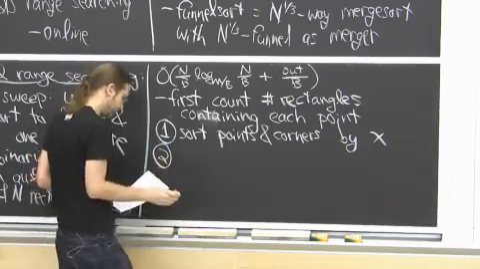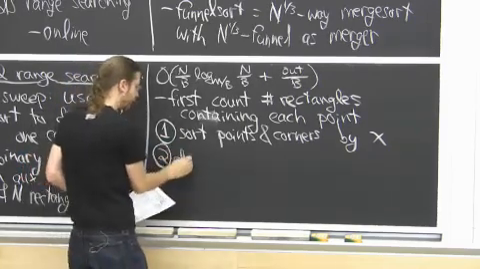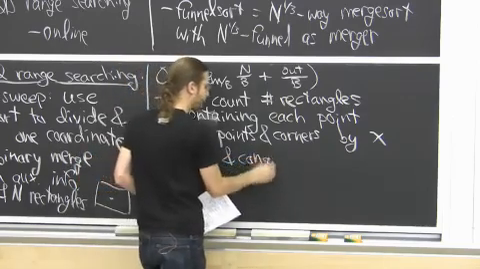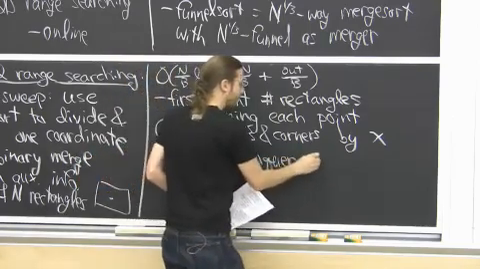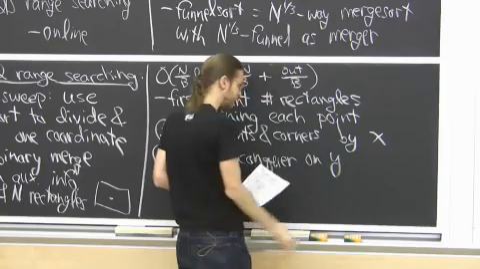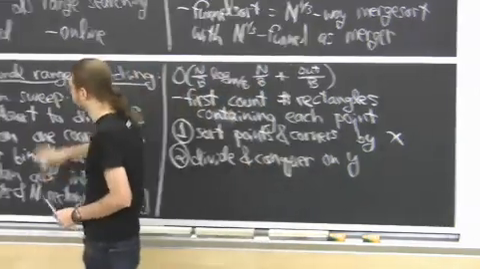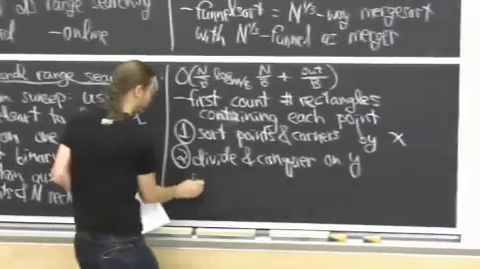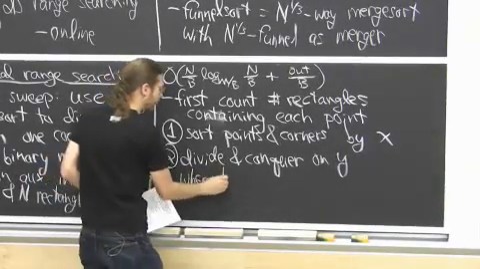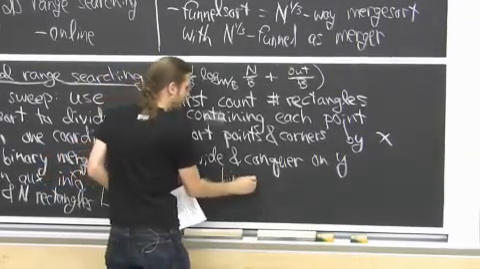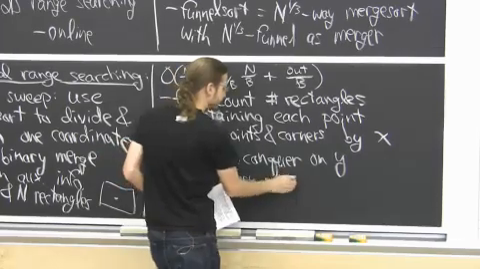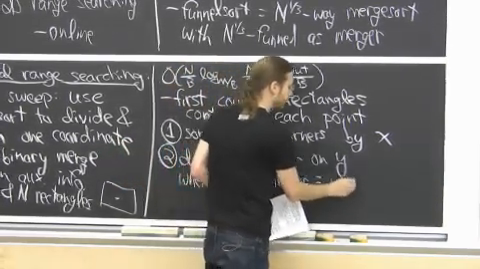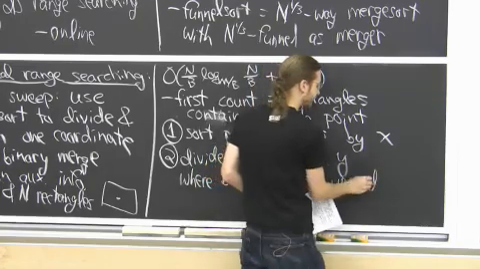Then, this will be useful later. Then we're going to divide and conquer on y via distribution sweep. And here, our binary merger is going to be an upward sweep line algorithm.